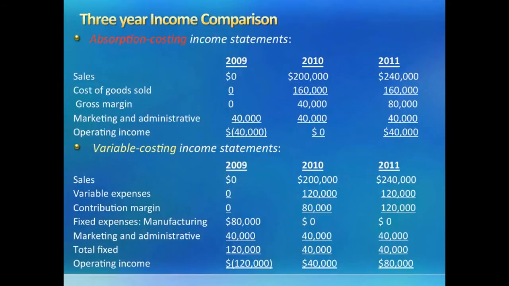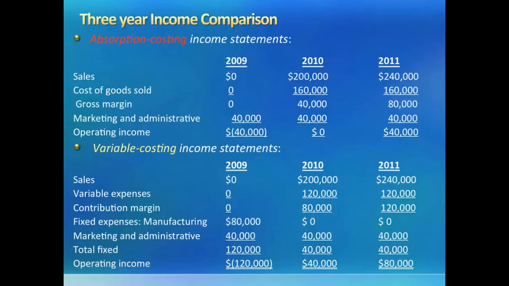In first year, sales and cost of goods sold and gross margin are all zero under absorption costing, but non-manufacturing costs of $40,000 have to be charged to books. So net loss in 2009 will be $40,000 under absorption costing. In year 2, 50% of ending inventory will be converted into cost of goods sold. And in year 3, the other 50% will be converted. So income is different under absorption costing for all the 3 years.